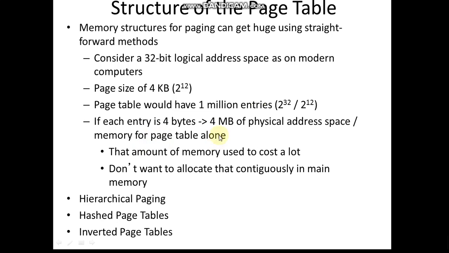That amount of memory costs a lot. We don't want to allocate that contiguously in main memory, so we cannot give such a large amount of memory to store the page table itself. So we can use structures like hierarchical paging, hashed page tables, and the inverted page table. What we are talking about here is how to store the page table. The page table itself will be of a larger size, as you can observe in this particular example.